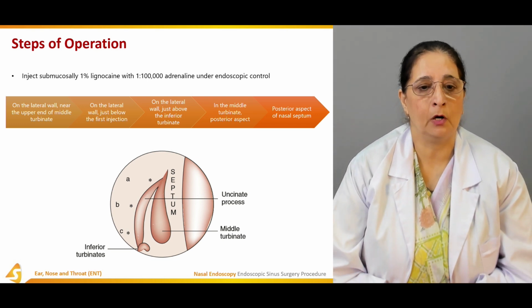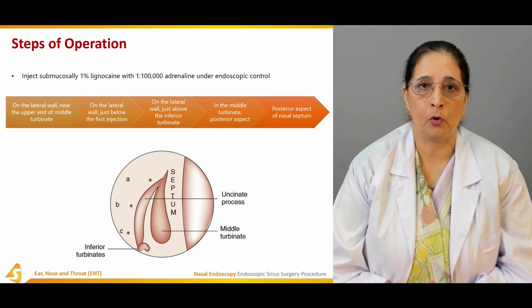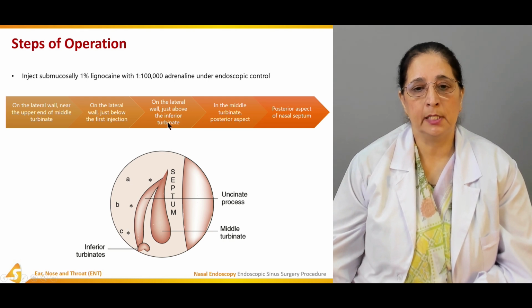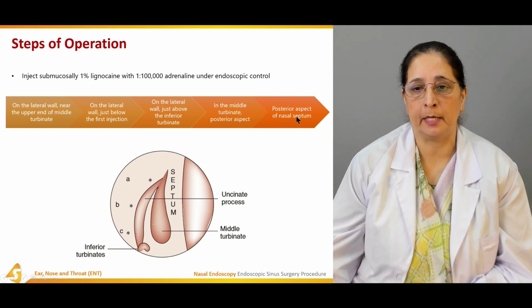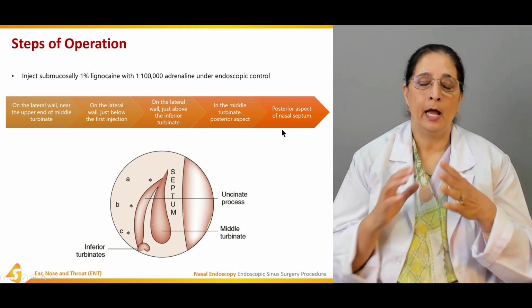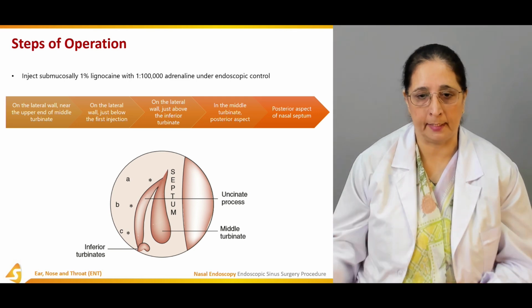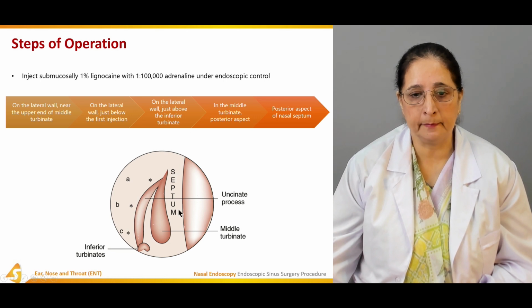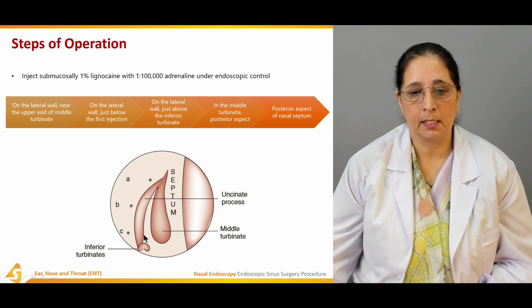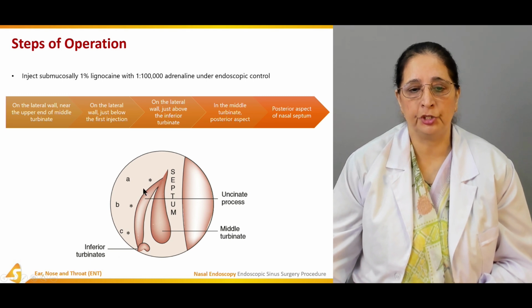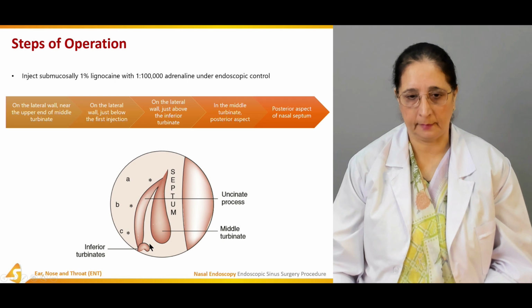So it is injected on the lateral wall near the upper end of middle turbinate, then on the lateral wall just below the first injection, then on the lateral wall just above the inferior turbinate, in the middle turbinate posterior aspect and posterior aspect of the nasal septum. Submucosal injection is given on all these different areas. Here you can see this is the septum, then the uncinate process, middle turbinate and the inferior turbinate, and the injections are given on the different locations.